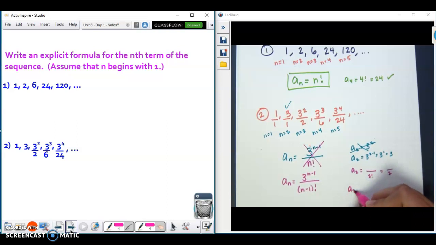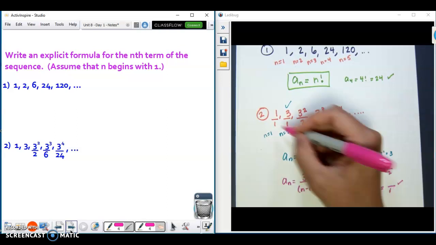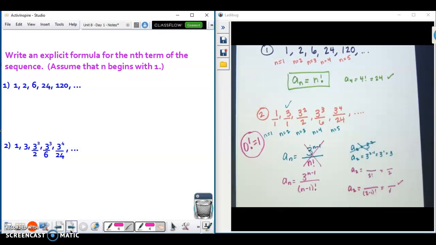So now if I do a sub 2, in the denominator it would be 2 minus 1 factorial. We know 1 factorial is just 1. So that is right, okay? Just a statement here, you need to make sure you know 0 factorial is 1, even though it seems like it would be 0. That is something you need to make sure you understand, because it will make a lot of these make more sense. So this right here is my explicit formula.